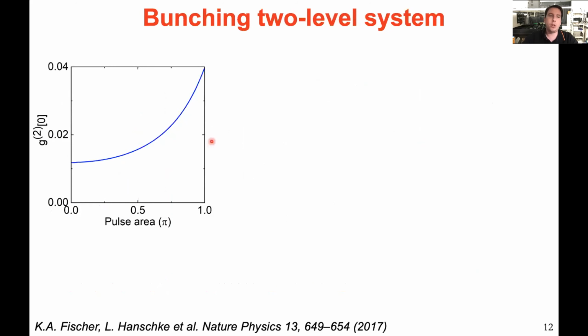Now, in these simulations, we can also vary the pulse area. So now when we look at G2 as a function of the pulse area for a pulse length of tenths of the spontaneous emission rate, we can see that we have a limited G2. If we reduce the pulse area, G2 decreases, which would, in a very simple picture, make you believe that the single photon purity increases.